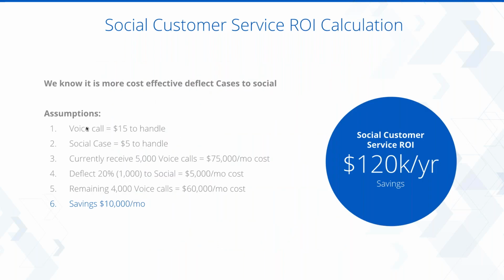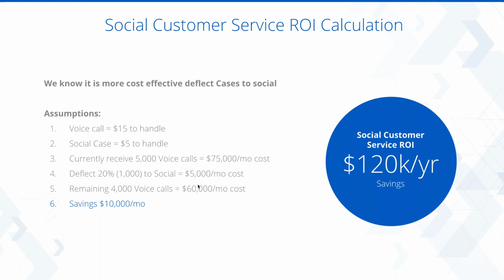Here's an example calculation. Using that as an assumption, $15 for a voice call or $5 for social, if you receive 5,000 voice calls per month, the cost for that is $75,000. If I can deflect 20% of those calls, or 1,000 calls, to social, the cost to operate that is $5,000 per month. The remaining 4,000 voice calls, 80%, cost $60,000 per month. So $65,000 per month is the total cost to operate if they're deflecting 20% to social.